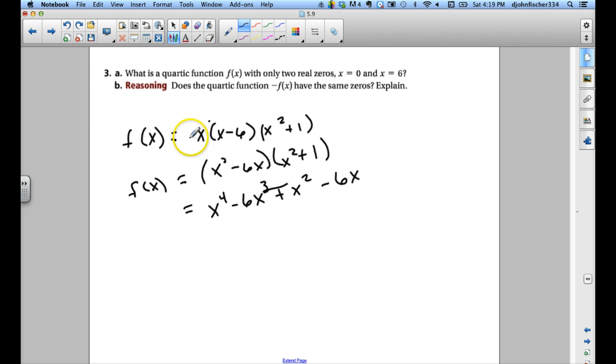Because if we just put a negative f of x, that means we're just going to put a negative here. That's not going to change that zero. These will stay the same. So that should be no problem at all.